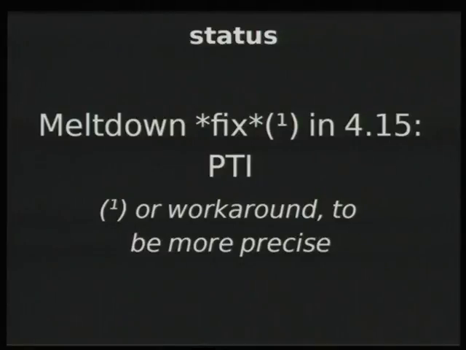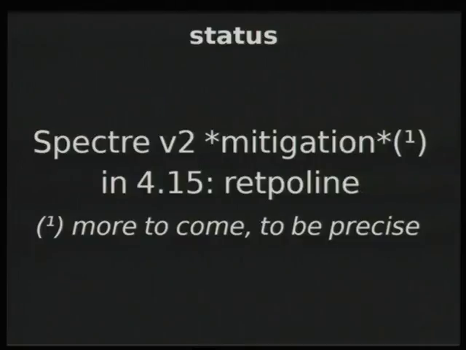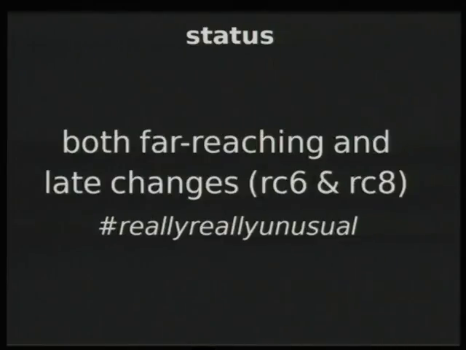PTI is actually a fix for the Meltdown issue, or a workaround, to be more precise, to make sure that the problem with Meltdown is not exploitable anymore. And for the second Spectre variant, it's a bit more complicated. It's more of a mitigation that tries to make sure the security issue doesn't show up anymore and can't be exploited anymore. It looks a bit like this solution is not finished, but it's at least a start which we can rely on for now. Yeah. Both these changes were quite big.